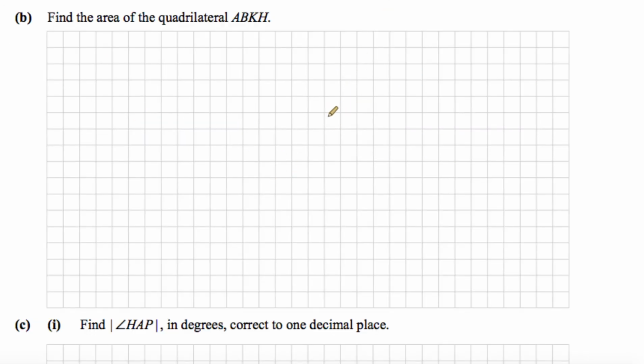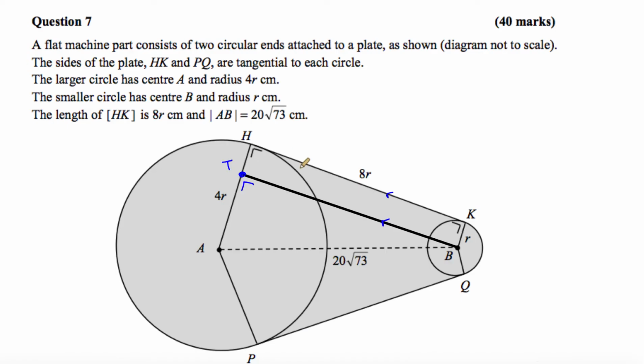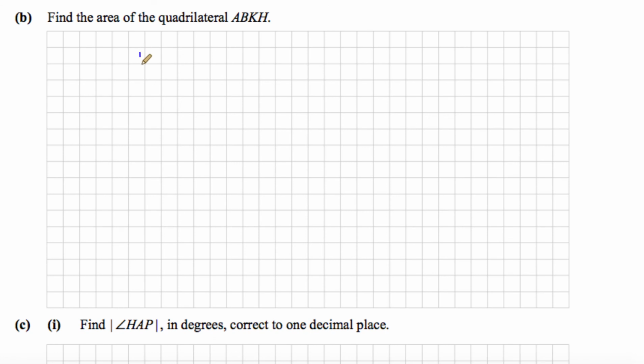Part B says find the area of the quadrilateral ABKH. Okay, so if we go back to the diagram, ABKH is this quadrilateral here. Now that's already broken up into a thin rectangle and this triangle. So the area of the rectangle would be 8r by r. So the rectangle equals 8r times r, length by width.